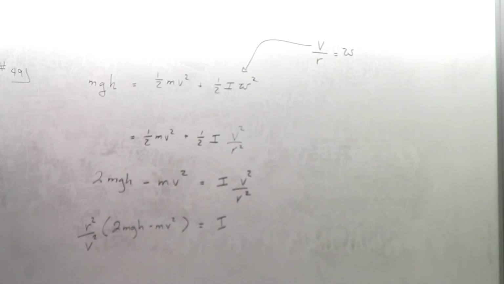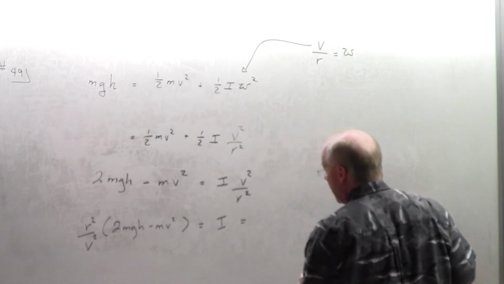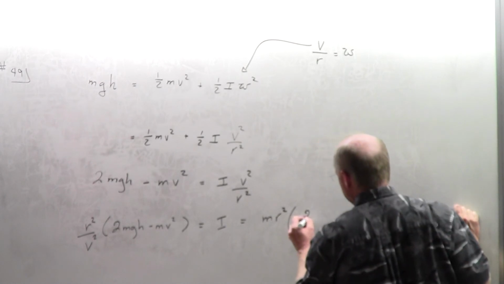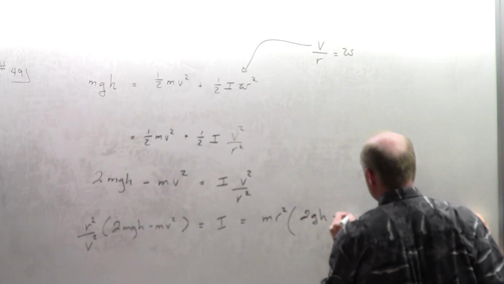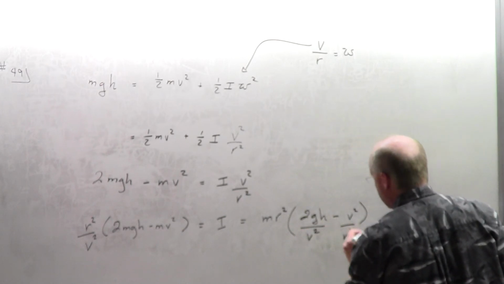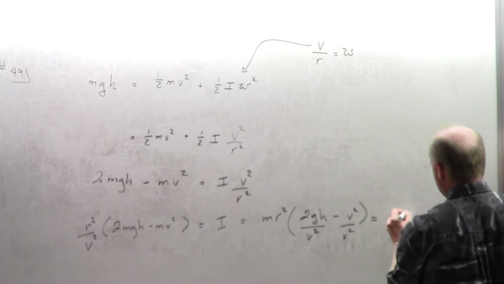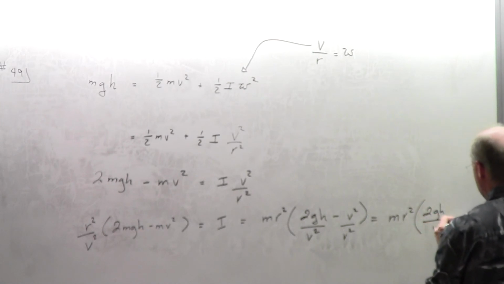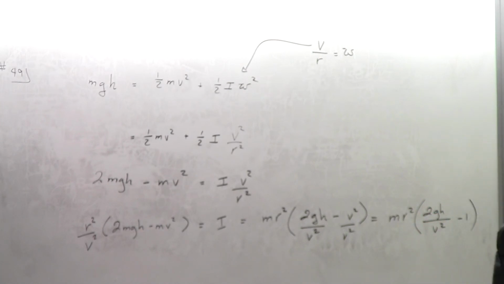Although it doesn't quite look like theirs, what do they do? They do two more steps. They factor out an m, so this becomes 2gh minus v squared. And then they also put the v squared inside here, so that this becomes mr squared, and then we get 2gh over v squared minus 1. And I hope that's what I got there: 2gh divided by v squared. Yeah, and so they used conservation of energy.